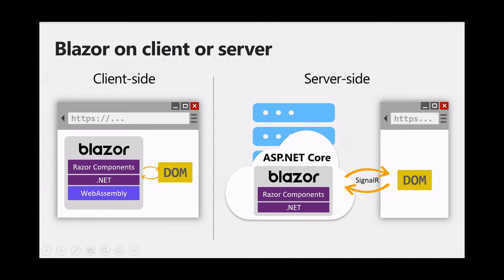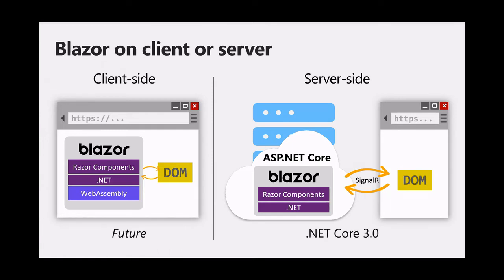So you have a Web 2.0 experience, but it's all done on the server side. What are the caveats to that? You always need a connection to the server to be able to get this to work. With the client-side one, you don't because it's all in the browser. So in a situation where I lose connection to the server, server-side Blazor is no longer going to work. So it's an important thing to call out.